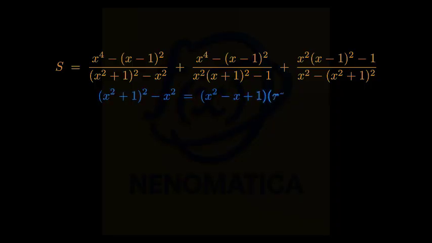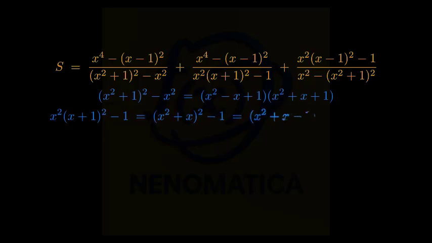Step 1. Factor each denominator. First, we note that the left denominator is a difference of squares: (x squared plus 1) quantity squared, minus x squared. That equals the product of (x squared minus x plus 1) and (x squared plus x plus 1).